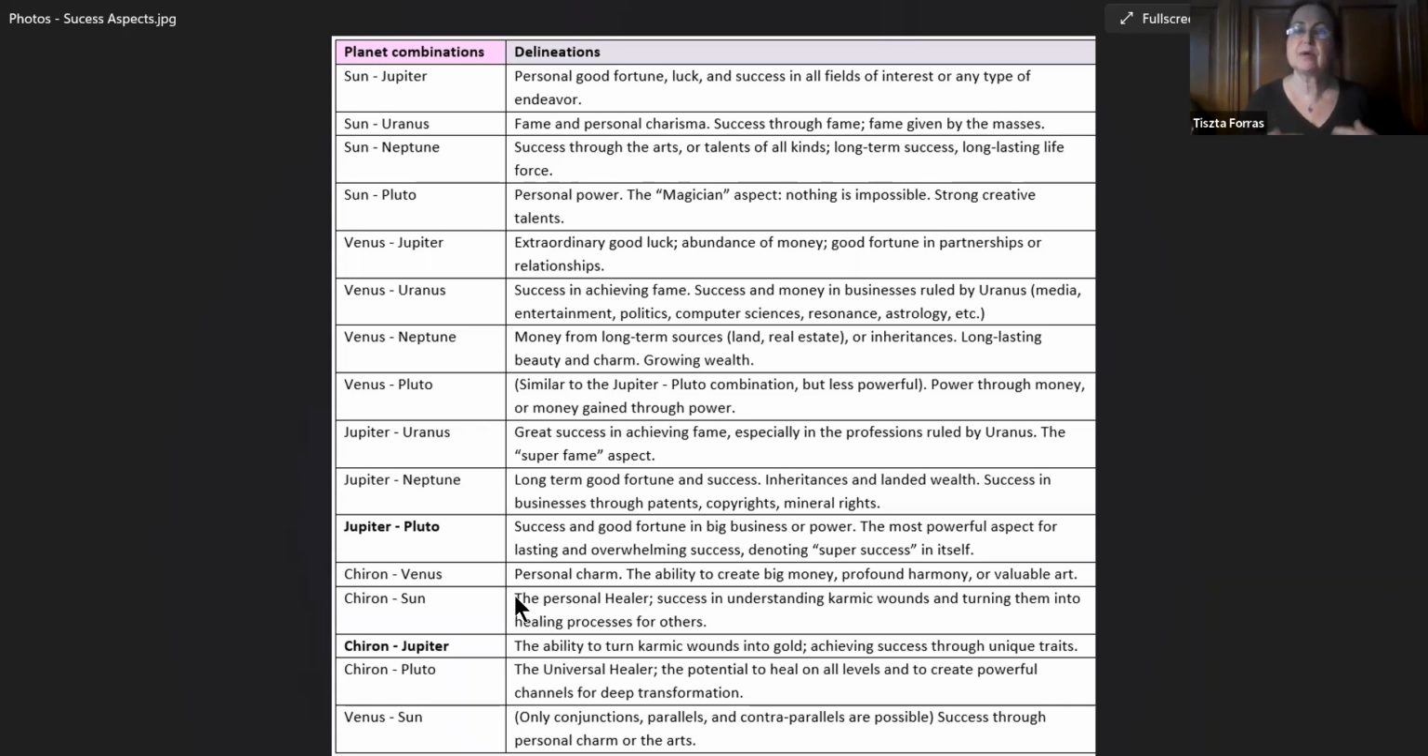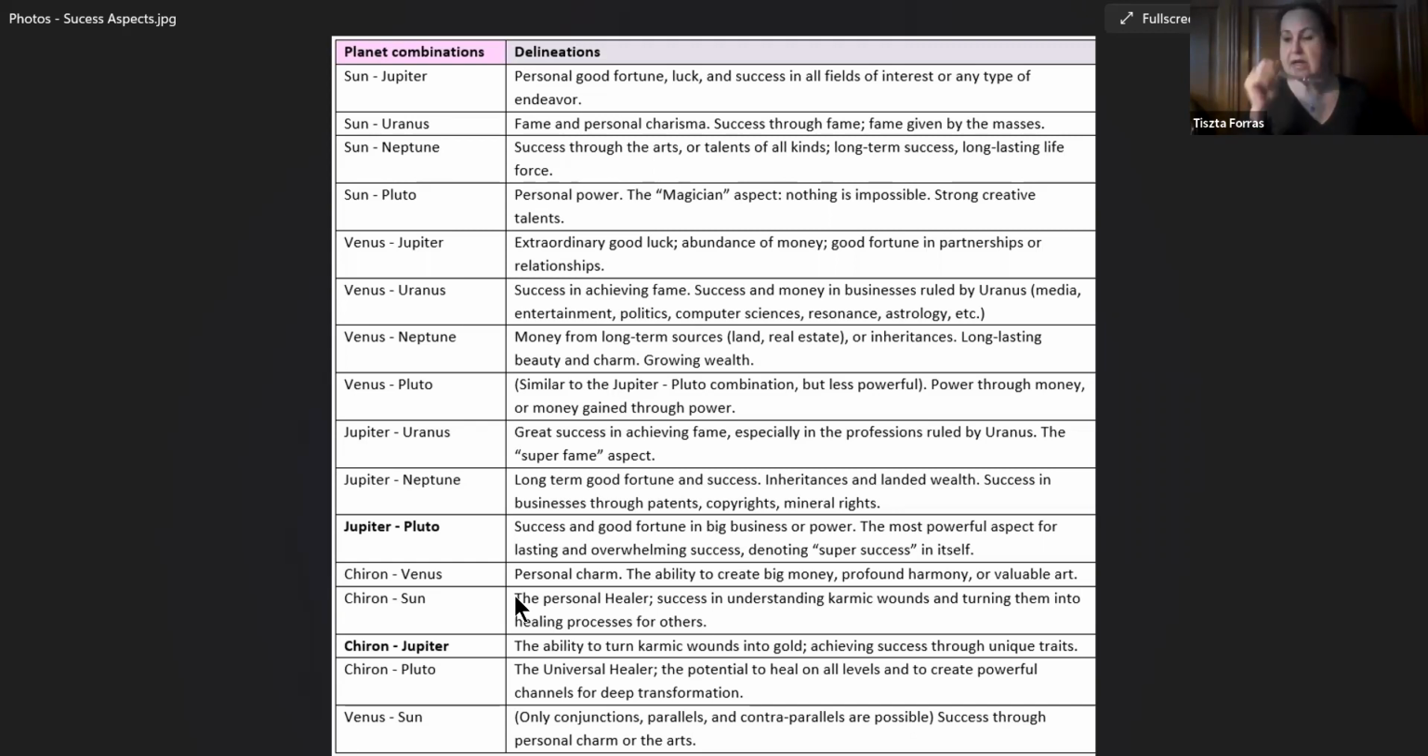Chiron Venus is linked to personal charm. So you simply are able to charm your way through life, and everyone starts to love you, and you're a smiler, you are a nice person, and it also brings you money by creating either harmony, or, for instance, it's also linked to art.